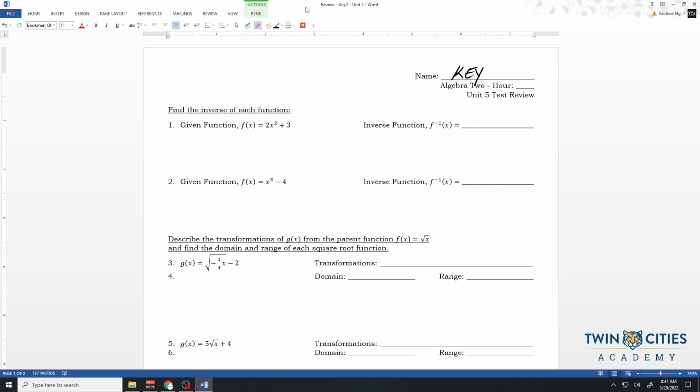Today we'll be going over the Unit 5 test review for Algebra 2. There are a number of different types of problems on here. We'll begin with numbers 1 and 2, where we're finding the inverse of each of these functions. There are 4 steps I want to take.